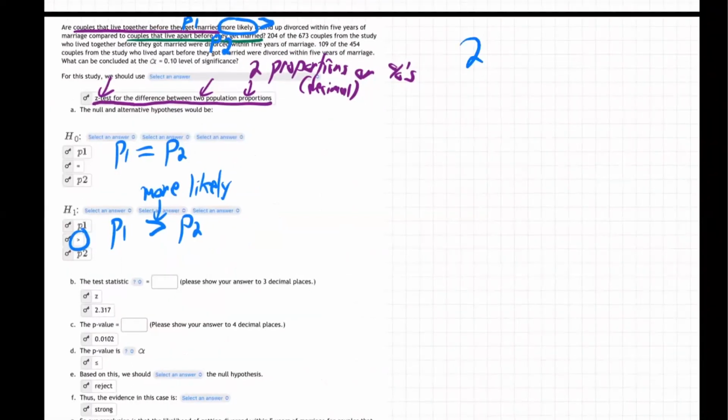We're going to go to 2-prop Z test. We're going to hit stat. And then we're going to go to wherever that is. I don't know, I can't remember. Let's go to the calculator and then I'll come back. Well, actually, you know what? I could write it out ahead of time.